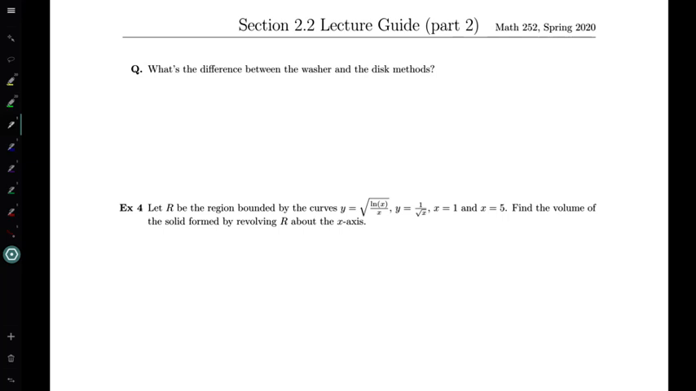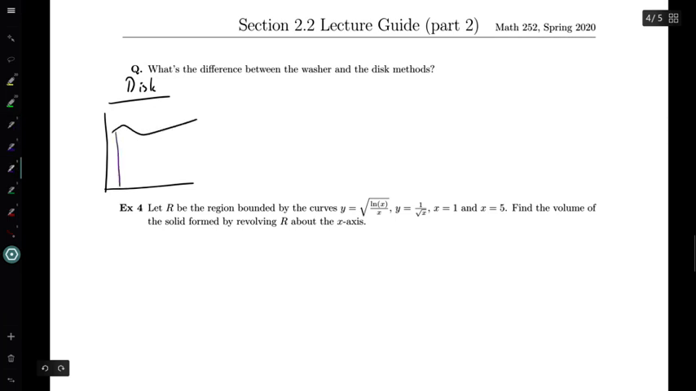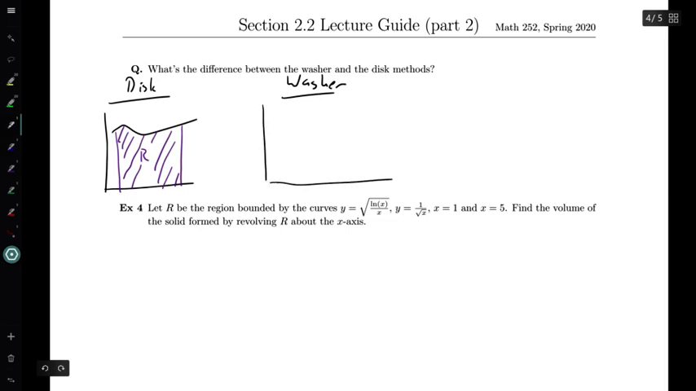The disk method, which was the first thing that we were looking at, in that case, we were looking at a region R which lived between some function and the x-axis. For the washer method, we were looking at a region R that lived between the graphs of two different functions. So maybe we had some f of x, and maybe we had some g of x, and we said R was the region that lived between those guys.